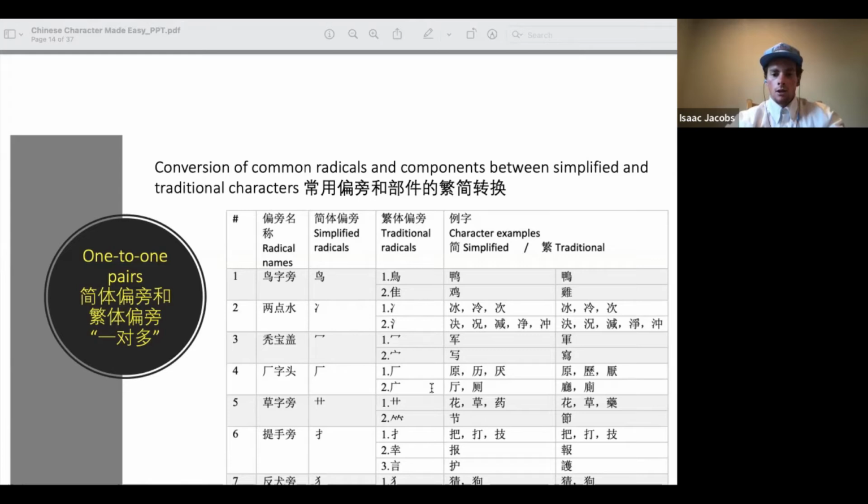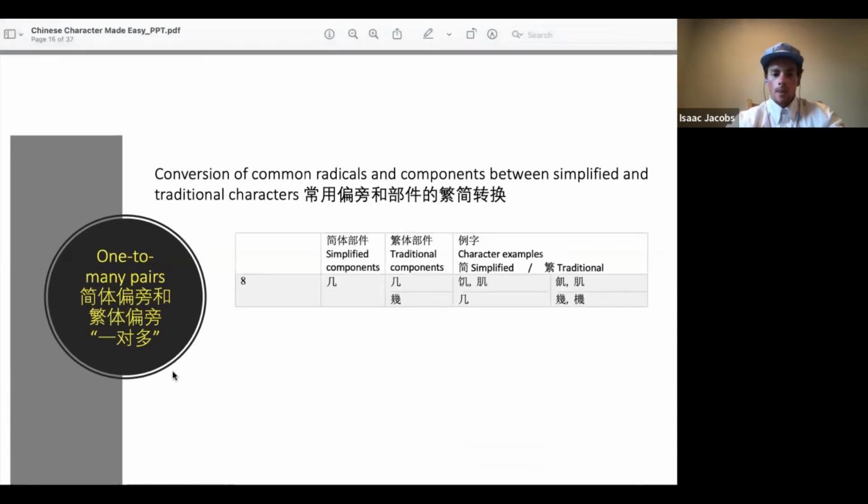This table shows the examples of one-to-many pairs, with one simplified radical corresponding to 2 and 3 traditional forms. This table shows an example of one-to-many pairs, with one simplified component corresponding to 2 and 3 traditional forms.